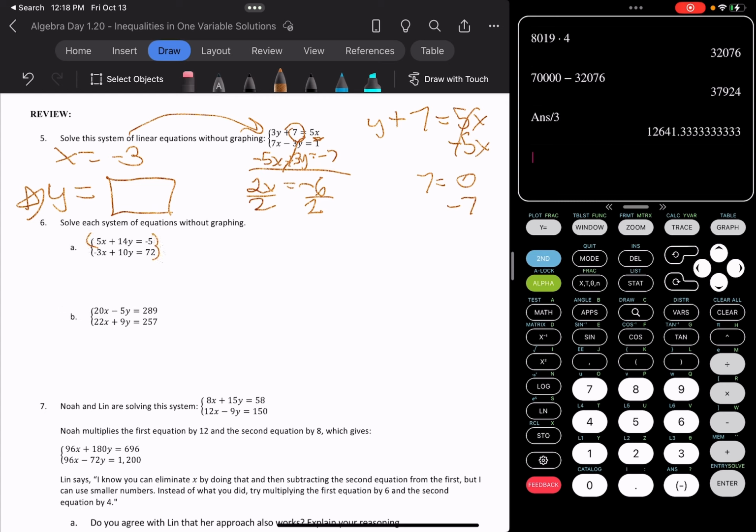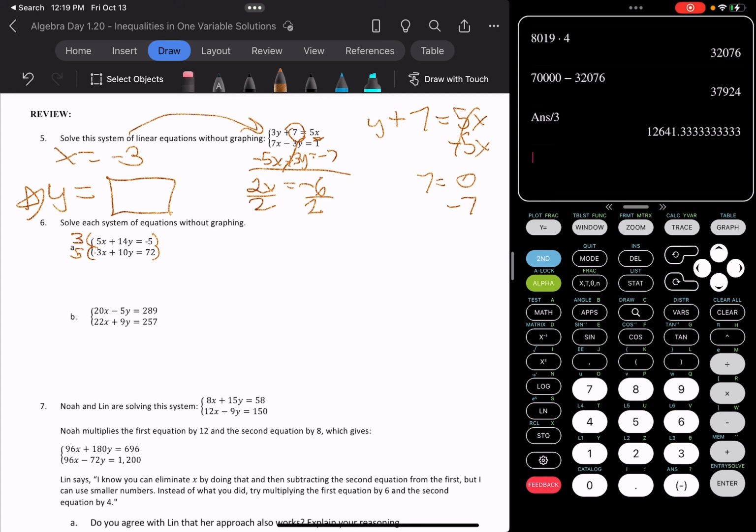So I'm going to go ahead and multiply the equations to get the x values to equal 15. So to get to 15 here, I need to multiply 5x times 3. And to get to 15 down here, I need to multiply by 5. And that's because that's my least common multiple there.